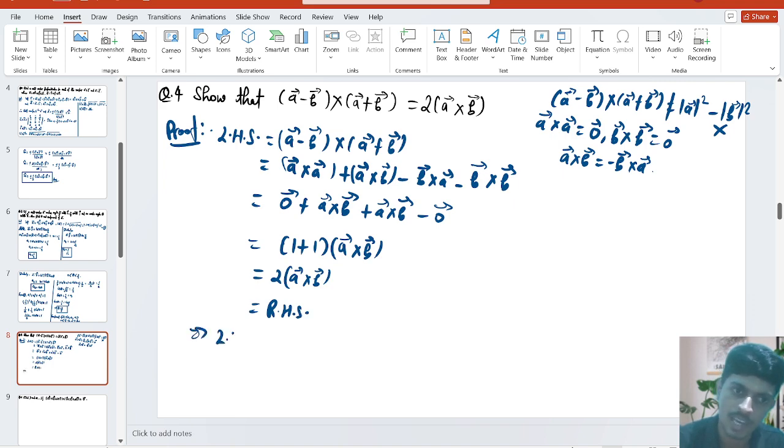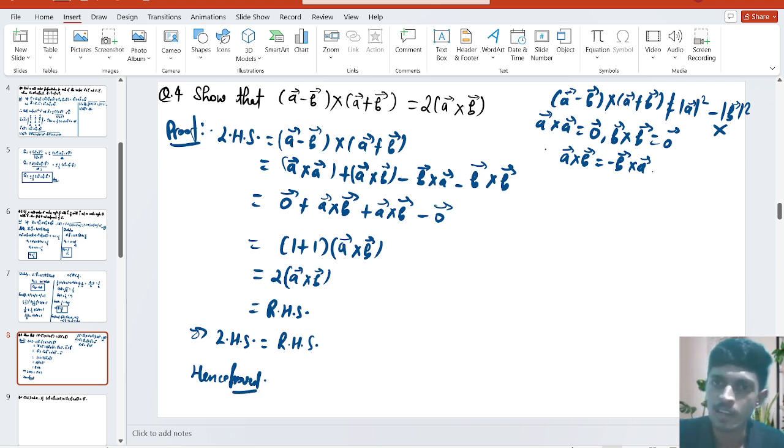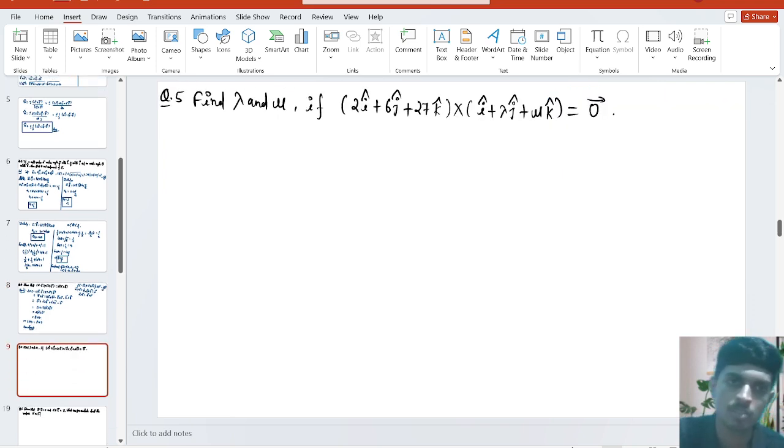It says that LHS equals RHS, so we write hence proved. I hope it is clear to you. First, we know that the vector product of any vector by itself is equal to vector 0, and vector A cross B is equal to minus vector B cross A. It means if you change the order, it takes the minus sign. So this is all about this.